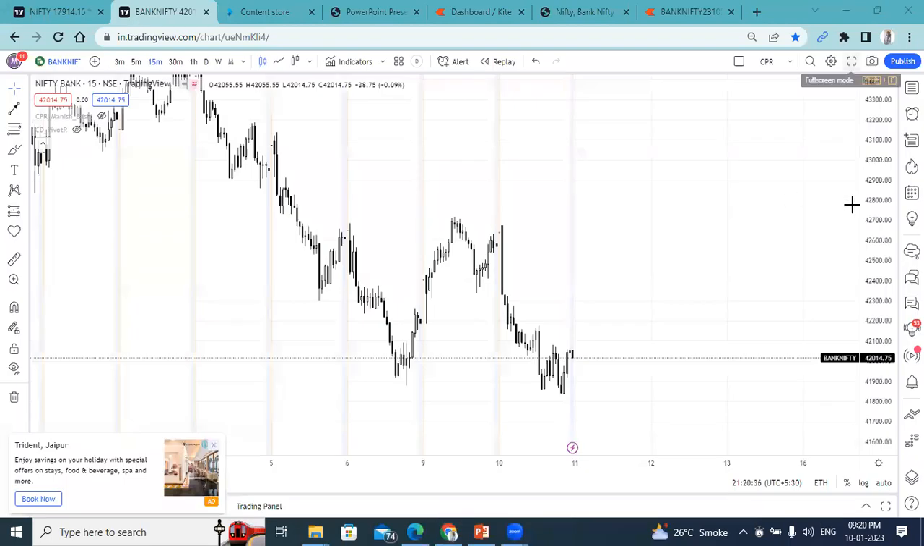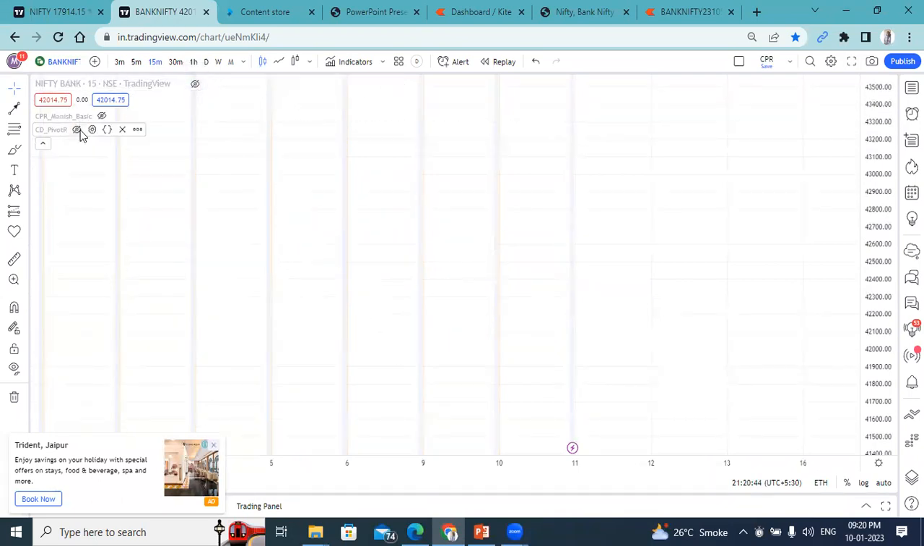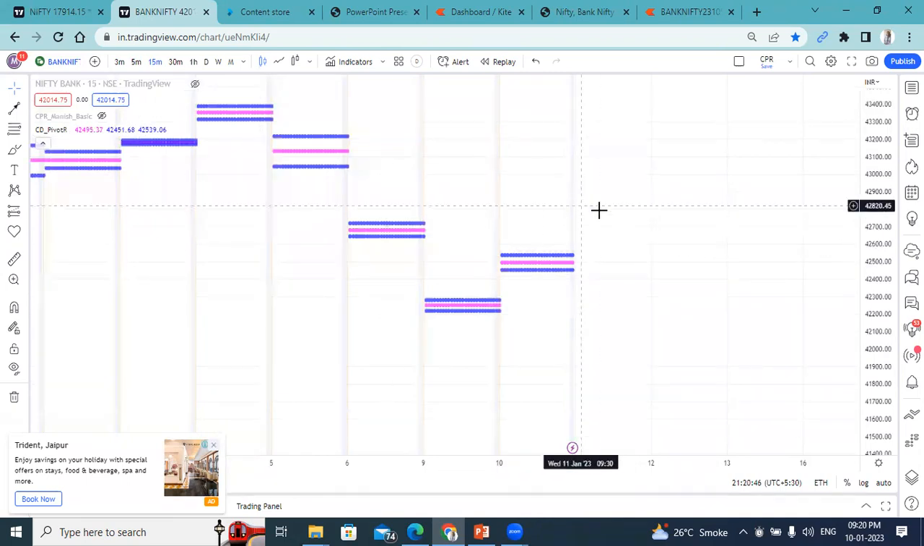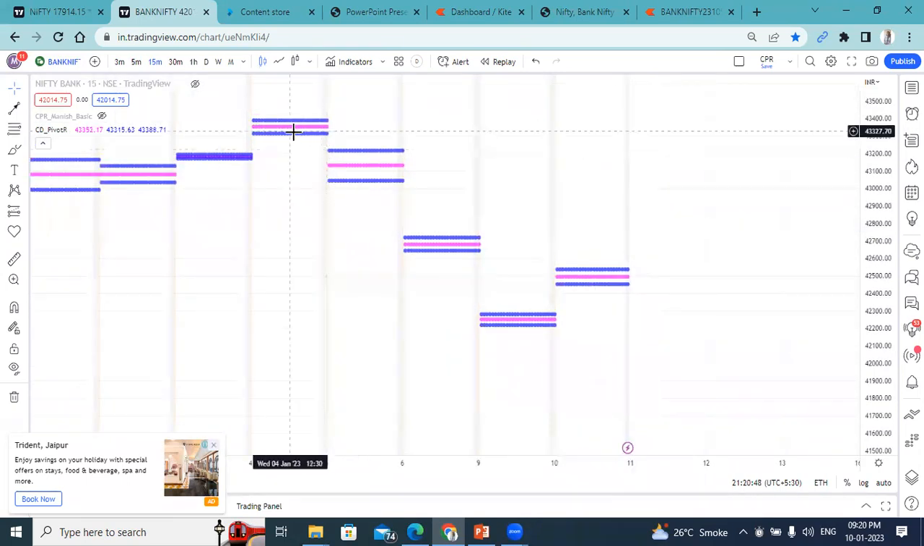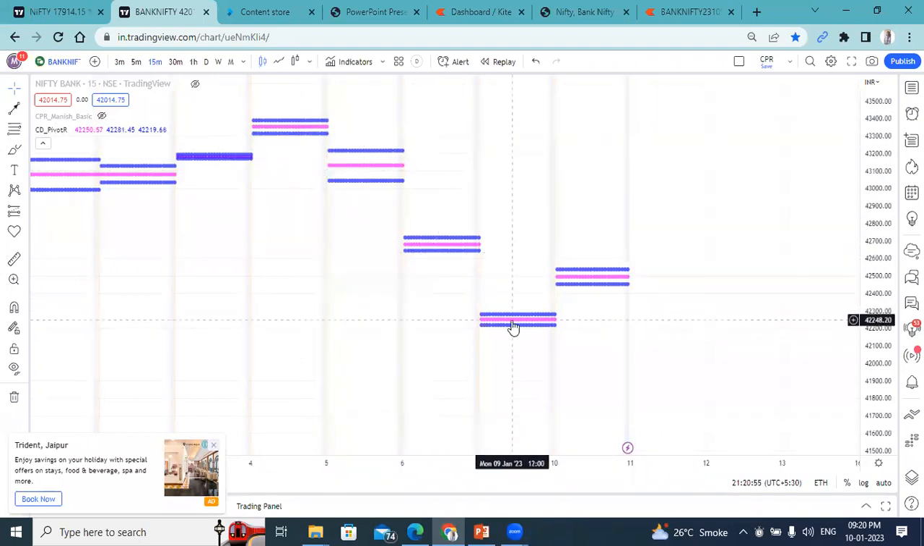Now we will see Bank Nifty. I will again hide the price. Let me hide the price and show you the CPR now. See. Now look at from here. आप 4th January से check कीजिए. 4th, this is 5th. This is 6th and this was 9th.